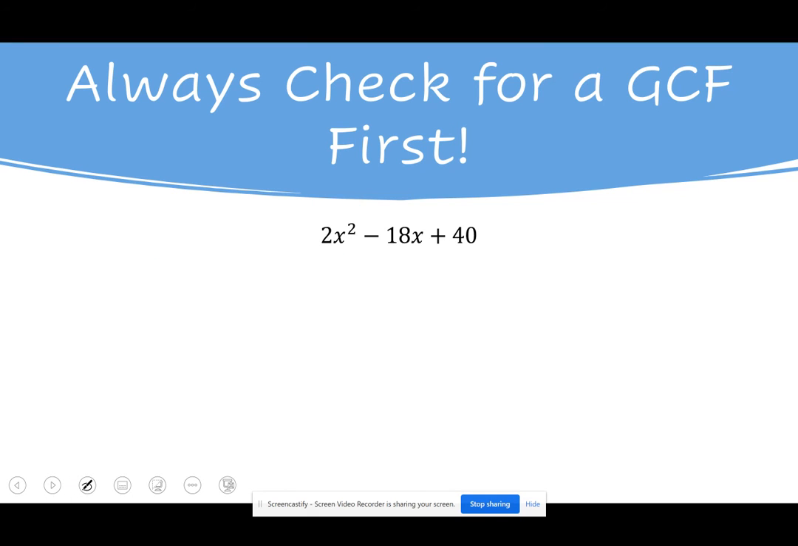Now sometimes you have to check for a GCF and then factor. So looking at these 3 terms, you should always check to see if a number goes into all 3 of these numbers before you even start. So in this case, 2 goes into all of them. So I'm going to pull a 2 out first, and we can divide each number by 2. So we have x squared minus 9x plus 20. And now it makes it easier to factor because we have a leading coefficient of 1.